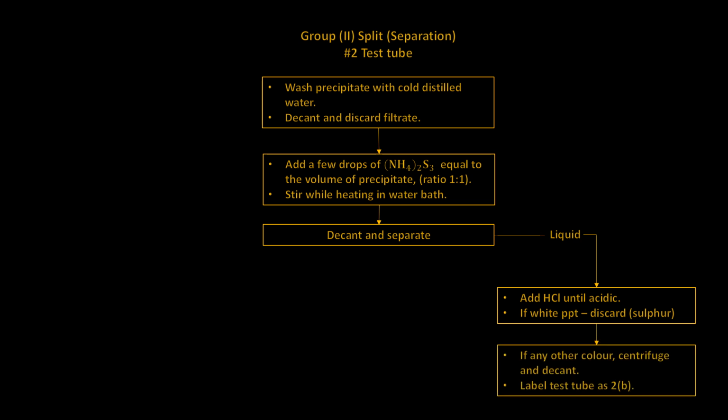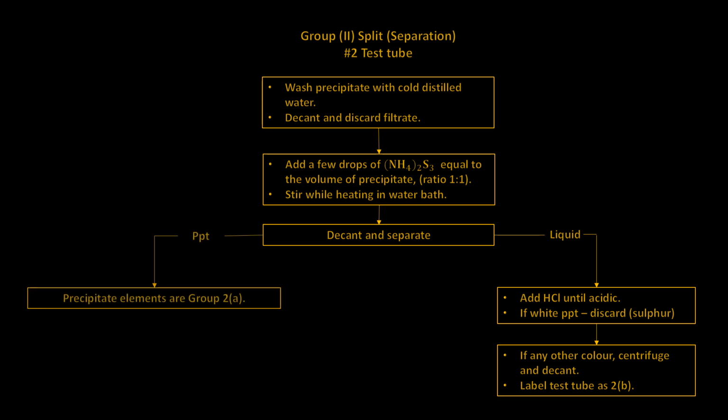If the precipitate is a different color, not white, it will be the group 2B elements of tin, antimony, and arsenic. Then centrifuge and decant and discard the liquid, not the precipitate. The group 2A test tube will contain the rest of the analyte, being the copper, mercury, if any, cadmium, and the bismuth.